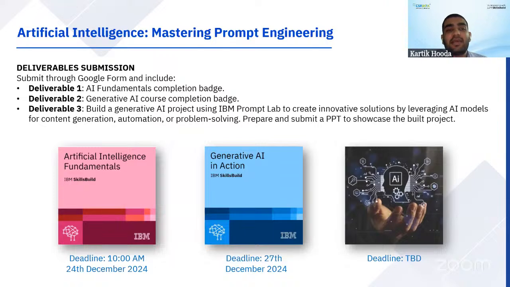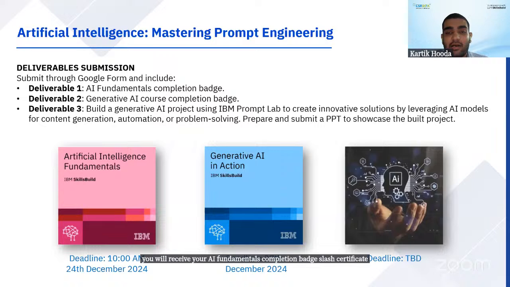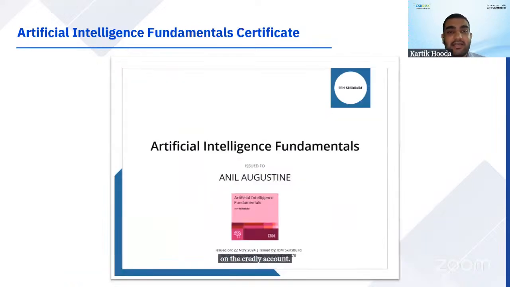You will receive your AI Fundamentals Completion Badge slash certificate on the Credly account. You access your Credly account by going to the home page of your course and then visiting Credly from there. Let me guide you through the process where you will access your Credly account and then get the certificate that resembles the one on your screen right now.